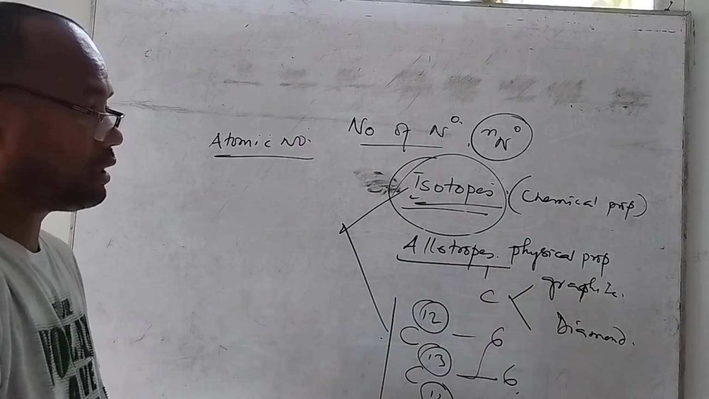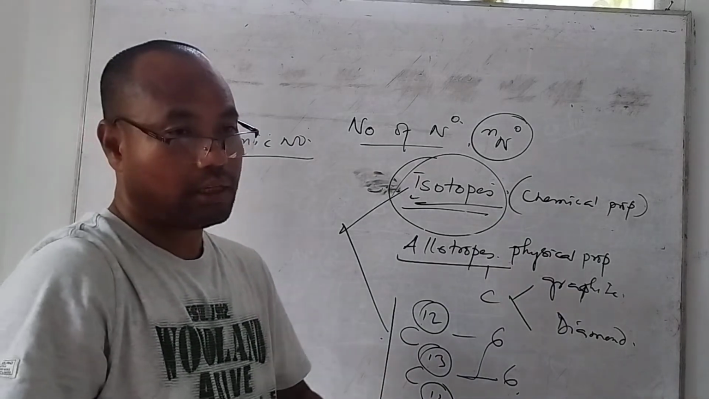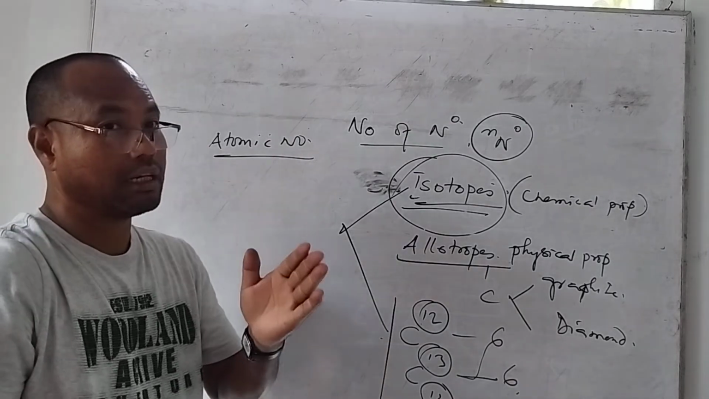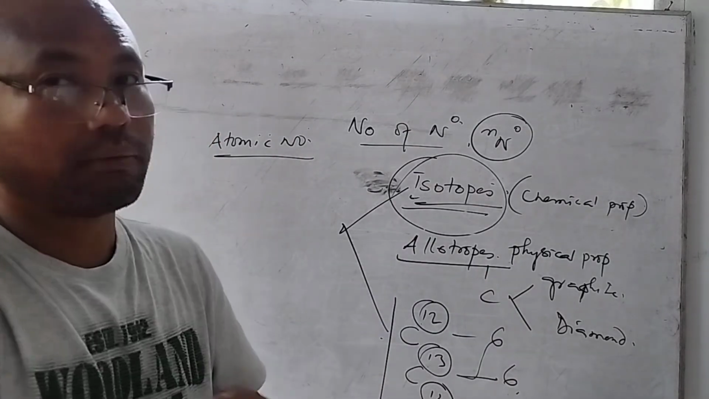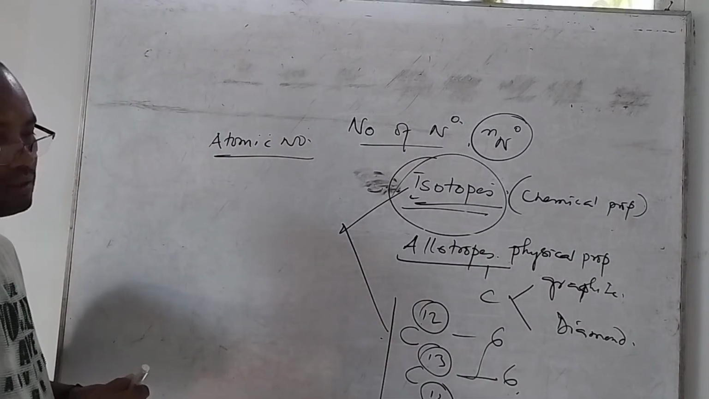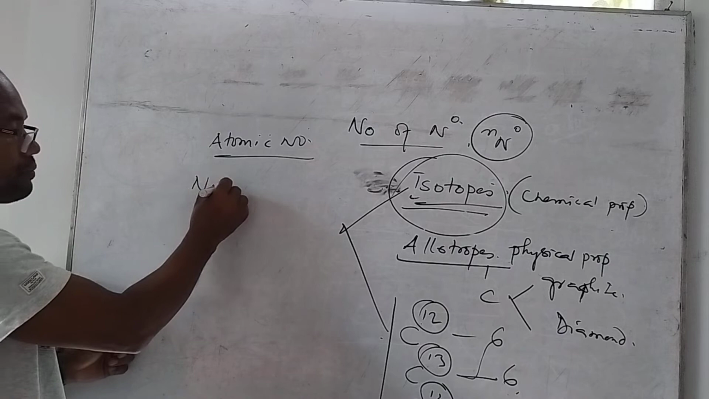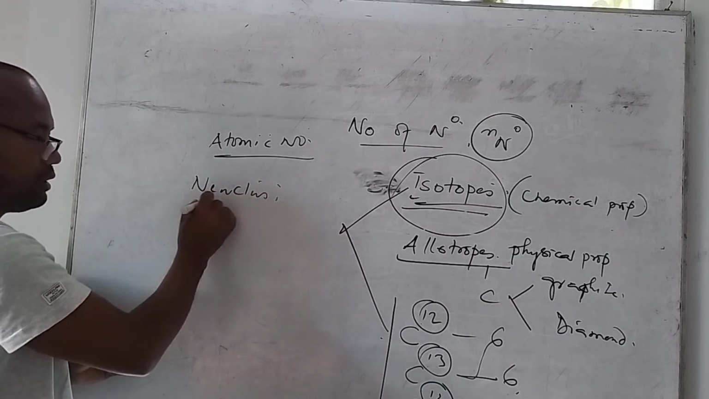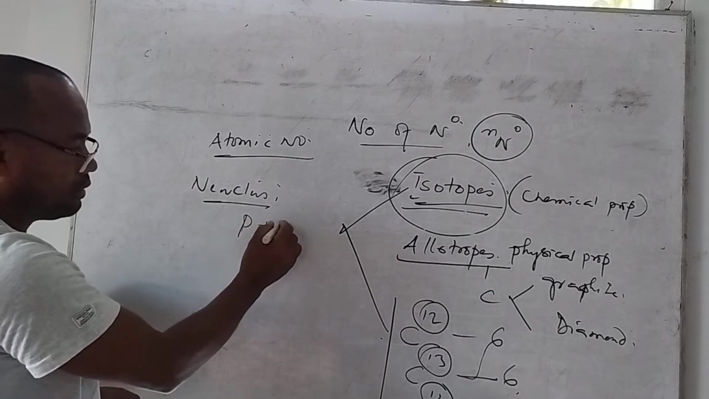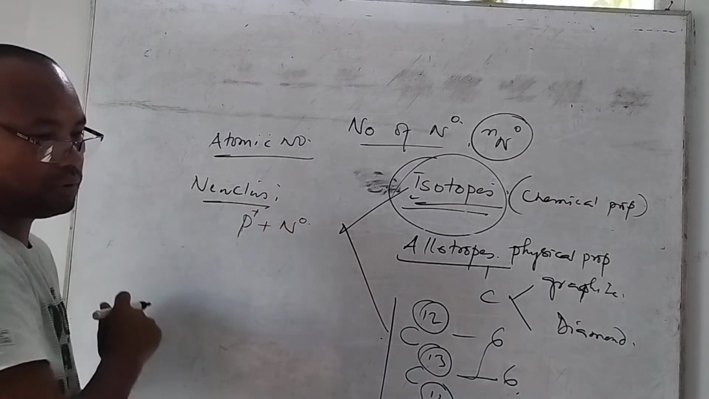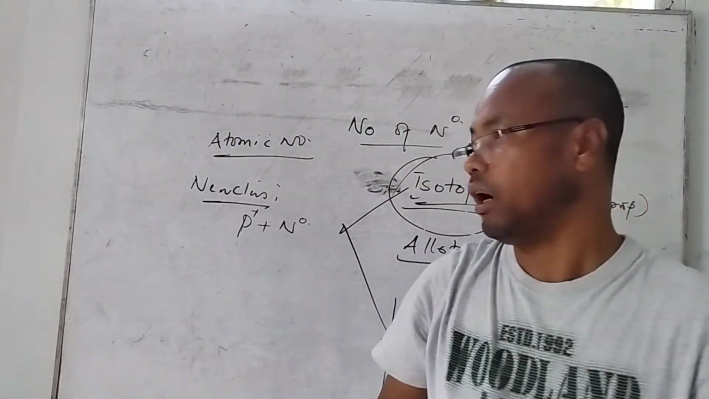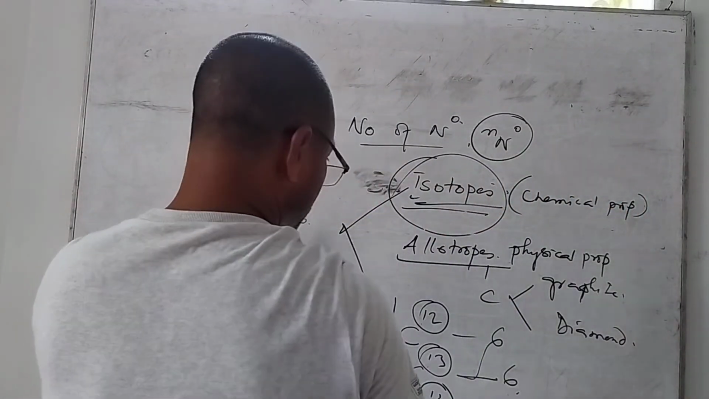As I said before, in isotopes there is the same number of protons. But what is the difference? A different number of neutrons. So in our nucleus two particles are there: one is the proton, another is the neutron. The protons carry positive charge, and neutrons have no charge. How many protons are there? How many neutrons are there?